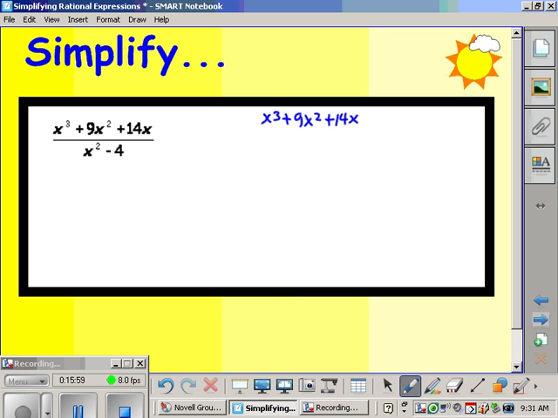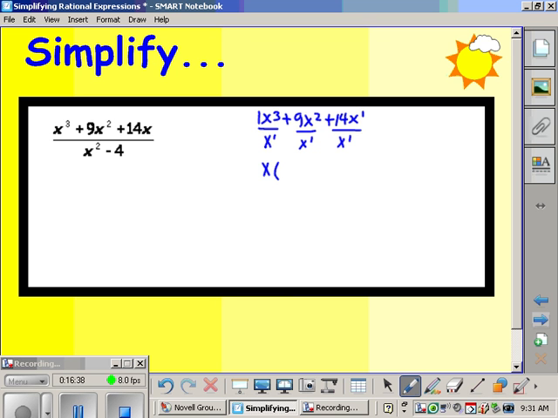Now the first thing you should always look for, whether it's a binomial, a trinomial, or anything larger, is you should look for a greatest common factor. Now, because the first term has a 1, there is no number that divides into 1, 9, and 14 except 1, which would not change anything. So we need to ignore the numbers right now. However, the variables, we have 3 x's in the first, 2 in the second, and 1 in the third. So they at least all have 1 x in common. So the greatest common factor of the 3 terms is simply the x.